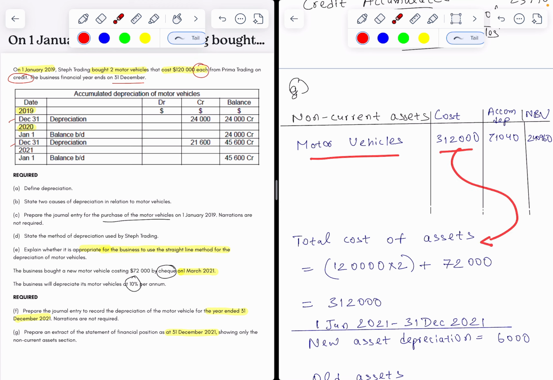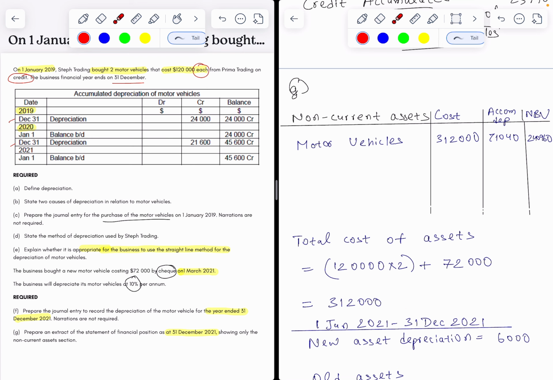We have got two assets that we bought on 1 Jan 2019 for $120,000 each. So the total for two assets is $120,000 multiplied by 2, plus an additional $72,000 for the new asset which we bought on 1 March 2021. Altogether, that gives us a total cost of these assets of $312,000, right?